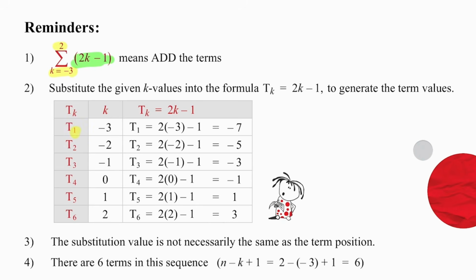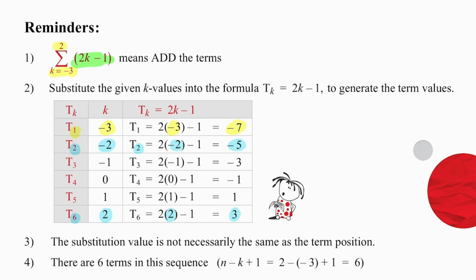For term 1, we are going to substitute minus 3 into the formula that they have provided and get minus 7. Then for term 2, the next integer after minus 3, increasing in size by 1, is minus 2. We work out the term 2 value by substituting minus 2 into the formula, and we will get minus 5. And so we continue until eventually we get to the last term, which is the 6th term. Now we have a value of 2 to substitute, and when we substitute 2 into the formula, we get 3.